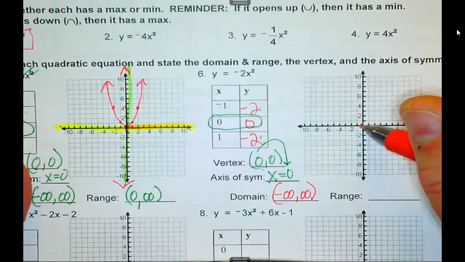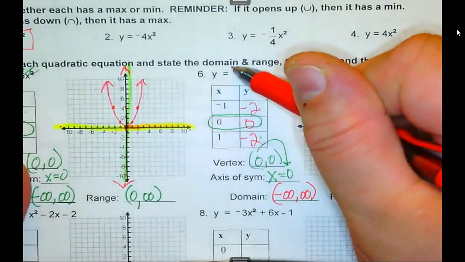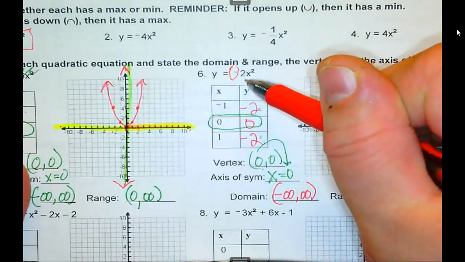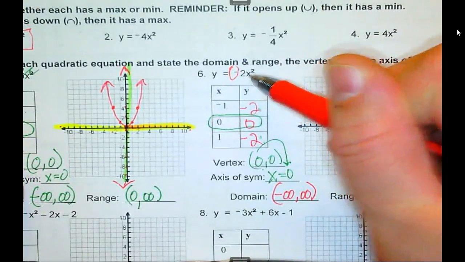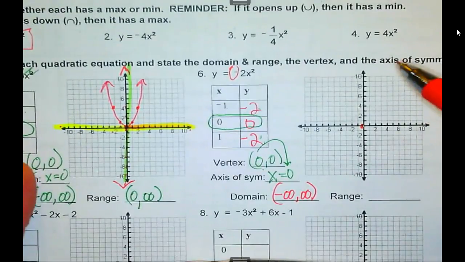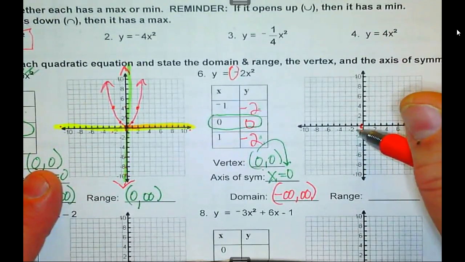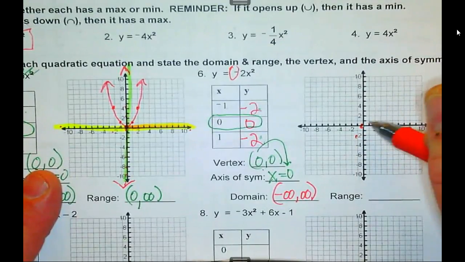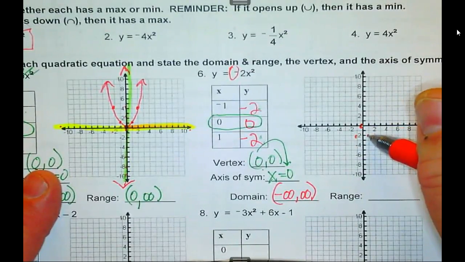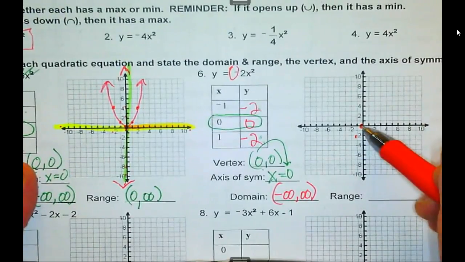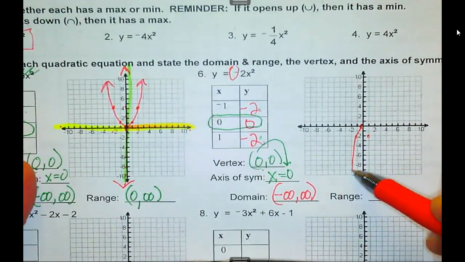So I have 0, 0. I know it opens down because of the negative sign. It's going to be a little skinnier because of the 2, because my a is greater than 1. So I have negative 1, negative 2, and 1, negative 2. So it is indeed a little skinnier.